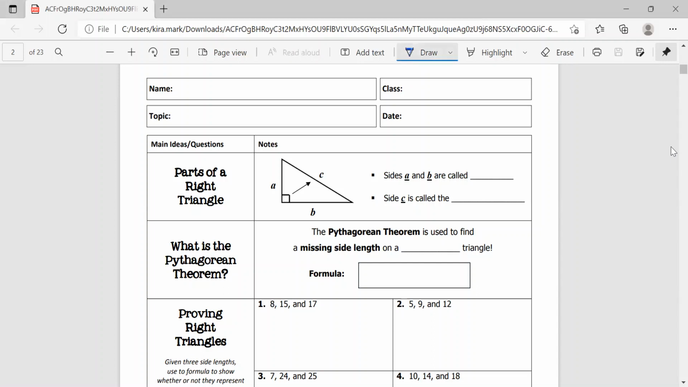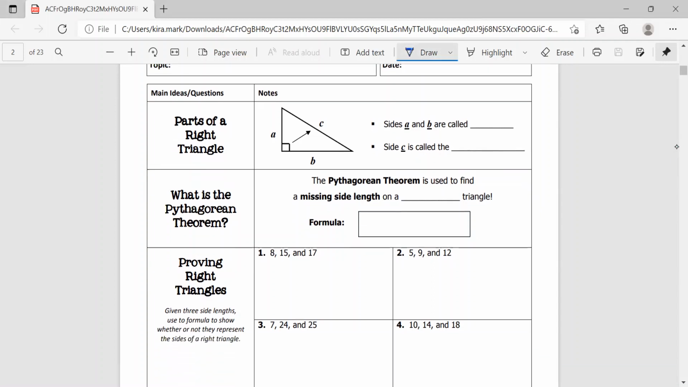Go ahead and start. So parts of a right triangle, this is like the anatomy of it. We've got sides A and B, which are known as your legs. And then side C is known as your hypotenuse. Nothing new, hypotenuse.